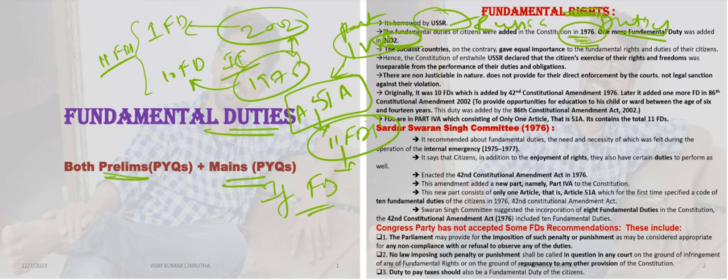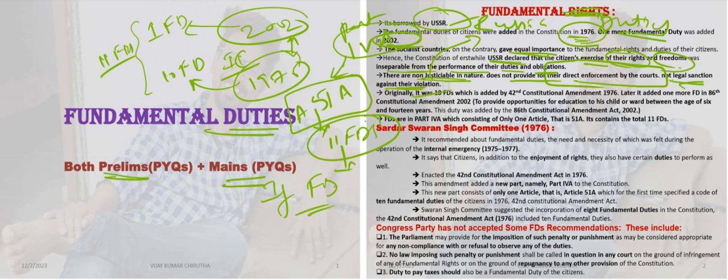Socialist countries give equal importance to fundamental rights and duties of their citizens. The USSR declared that the citizens' exercise of their rights and freedom was inseparable from the performance of their duties and obligations. Fundamental duties are non-justiciable in nature. They do not provide for direct enforcement by the court. There is no legal sanction against their violation.